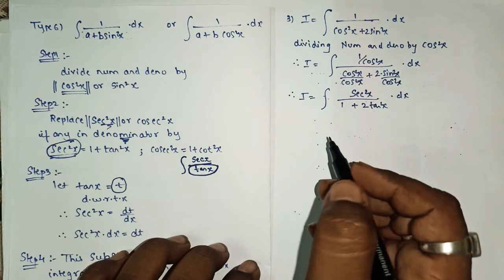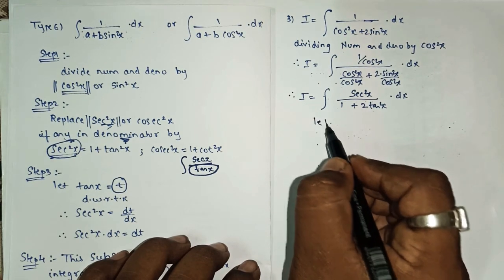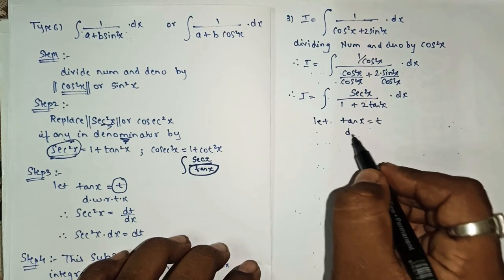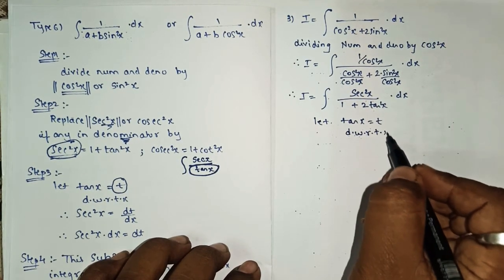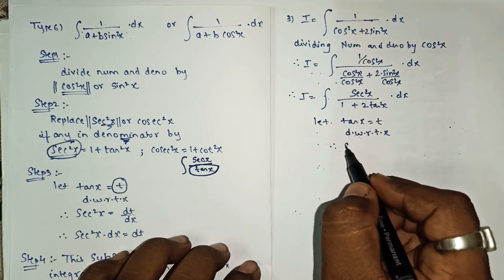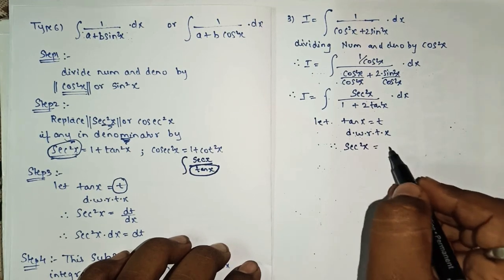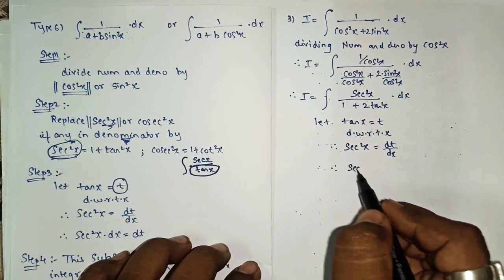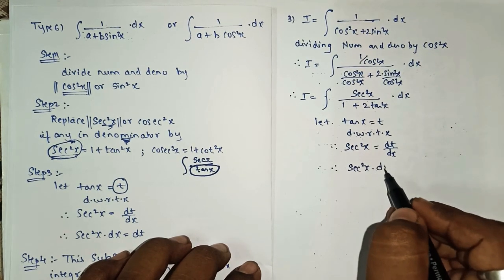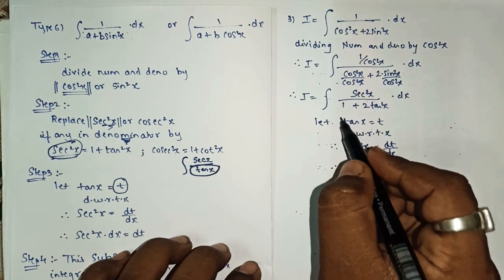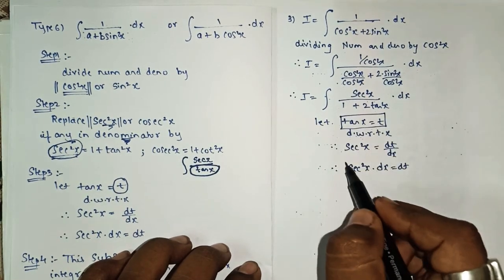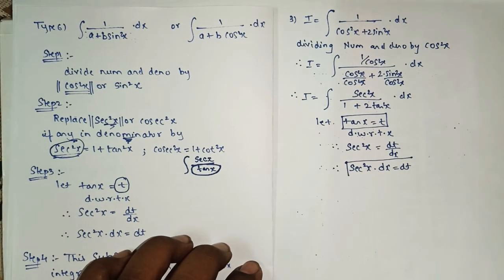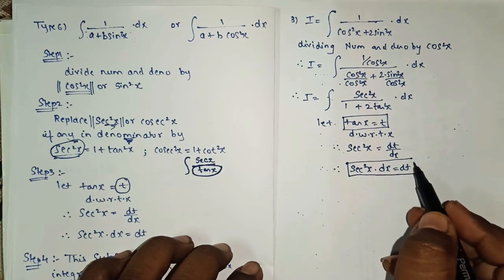So now we'll move on to step number 3. Step number 3 is what? You have to take let tan x equal to t, then the derivative with respect to x. So the derivative of tan x we can write as what? Sec square x equals dt by dx. So therefore this we can write as sec square x into dx equals dt. So tan x equals t and sec square x into dx equals dt.